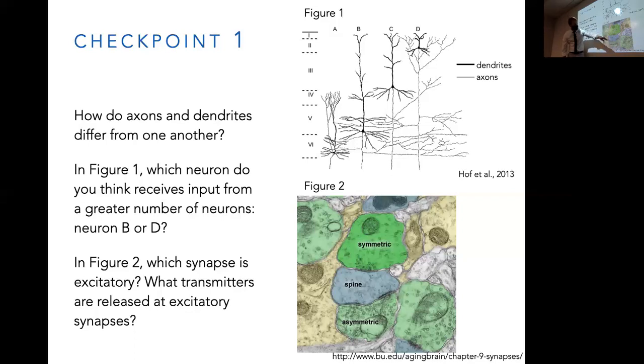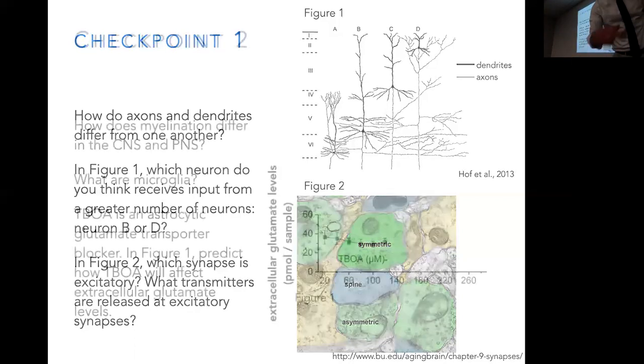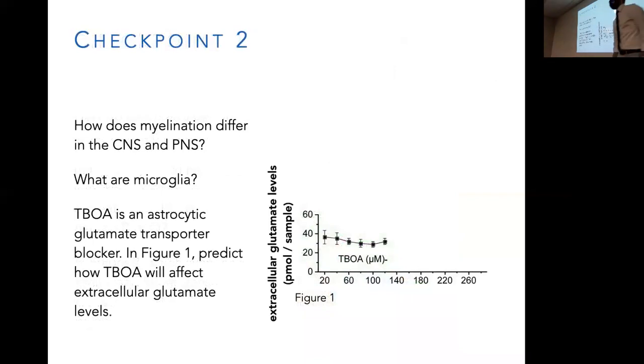One's symmetric, one is asymmetric. Believe it or not, this membrane is a little bit thicker than that one. I can't see it myself, but I can read. If it's asymmetric, what does that mean? Thank you. Excitatory, symmetric, inhibitory. I will not ask you to interpret electron micrographs. They all look like, I don't know, ultrasounds to me. They don't make any sense.